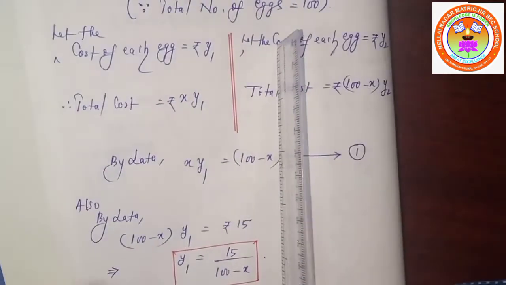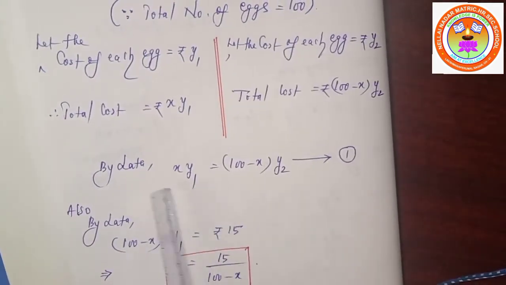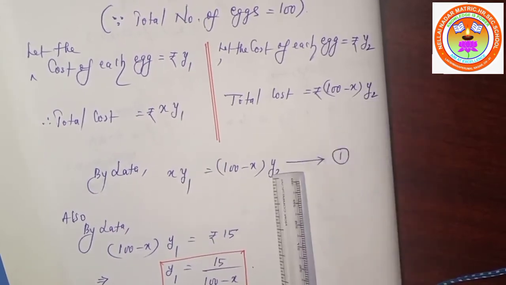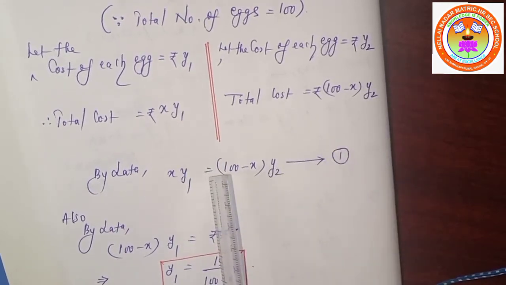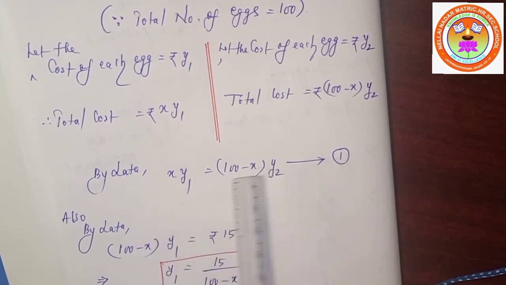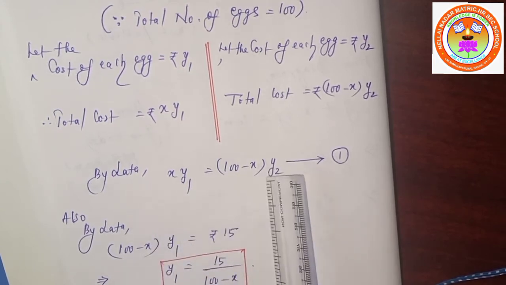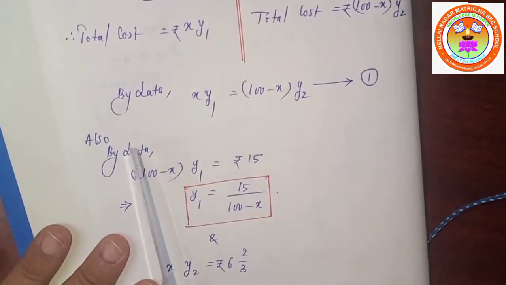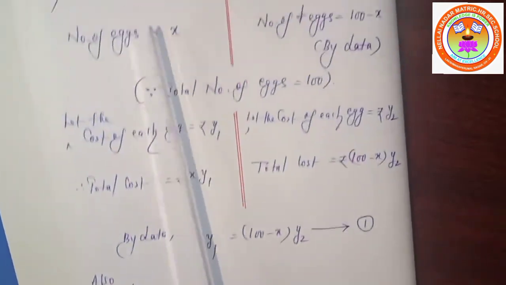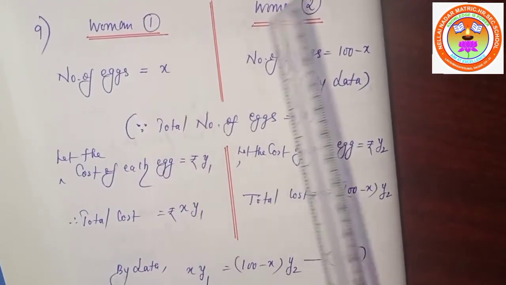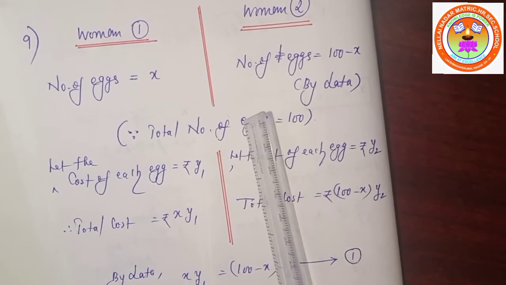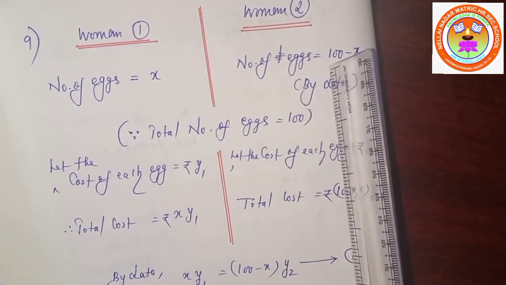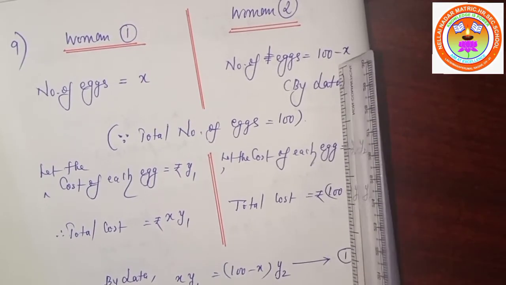By data, both earned the same amount of money. That means x y1 equals 100 minus x into y2. What symbol here? Equal. That means both have earned the same amount of money. Now, the first woman, listen carefully. The first woman said to the second woman, if I had your eggs, how many eggs does she have? 100 minus x.